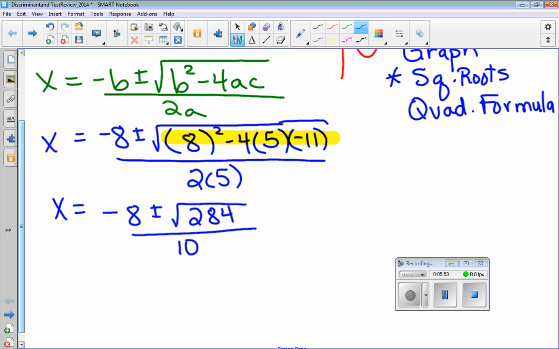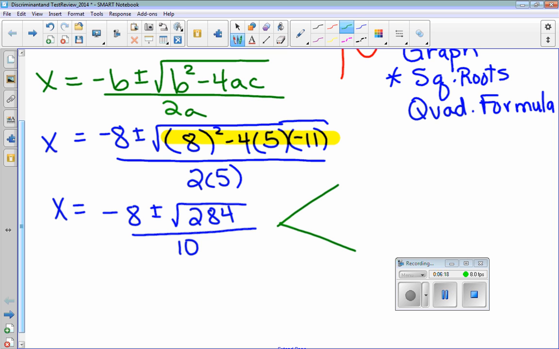Sometimes the answers are left just like this. Sometimes this is an acceptable kind. It's one of the answers. Yeah, well, you gotta leave it like that because it's 16.85. Right. The square root of 284 is not a perfect square.